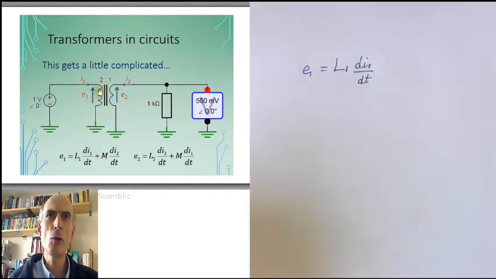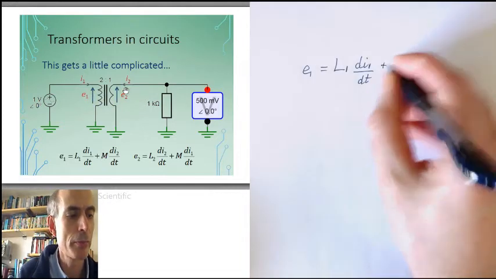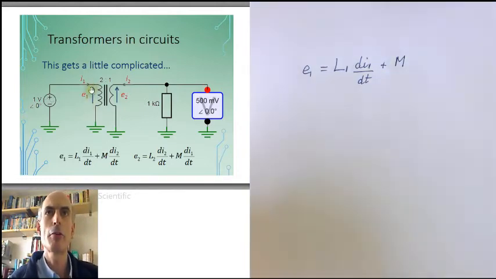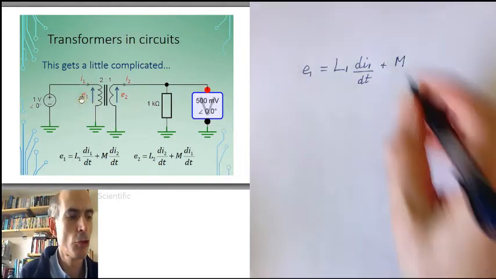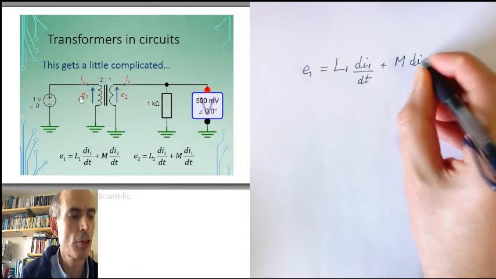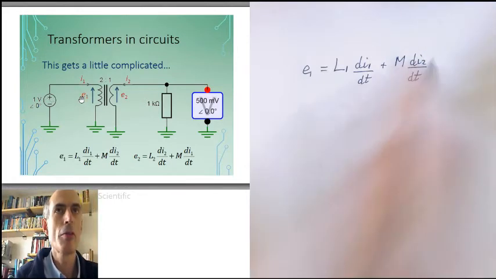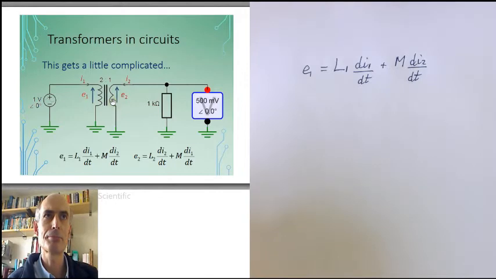But that's not the only contribution to E1. There's also a contribution due to the changing current that's flowing through the secondary, because this is going to cause a changing magnetic field in the core as well, and therefore a contribution to the EMF on this primary side. So we have this other term in the EMF on the primary side, the mutual inductance times the rate of change of the current on the other side, the secondary side.